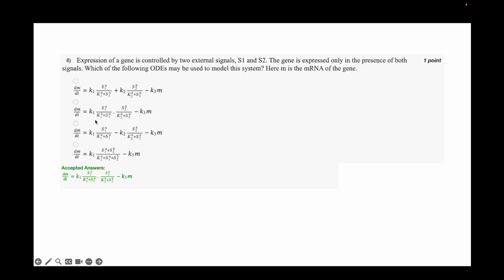Only in case of this option, since both of them are multiplied, either of S1 or S2 equal to 0 would bring the production term to be 0. So option B is the correct option. Correct.